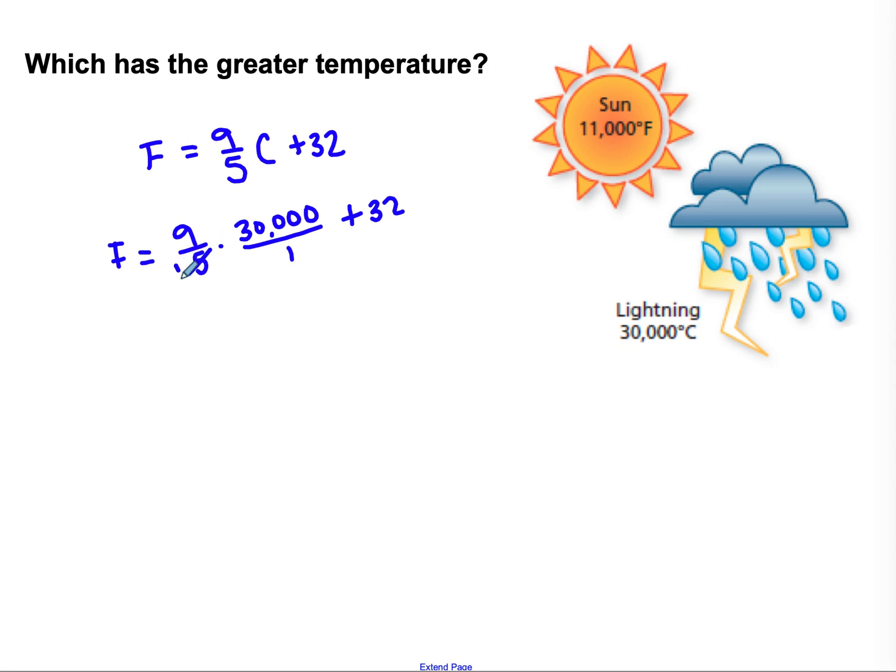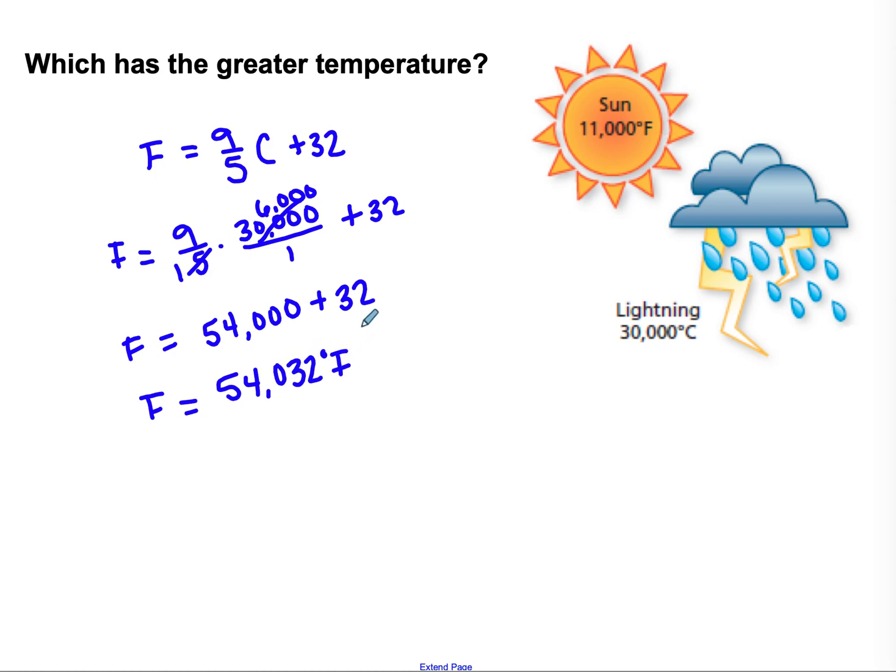I love to cross cancel when I have big numbers, so I'm going to go ahead and do that. 5 divided by 5 is 1. 30,000 divided by 5 would be 6,000. So now I have 9 times 6,000. 9 times 6 is 54. So 9 times 6,000 would be 54,000 plus 32. So my Fahrenheit is 54,032 degrees Fahrenheit.